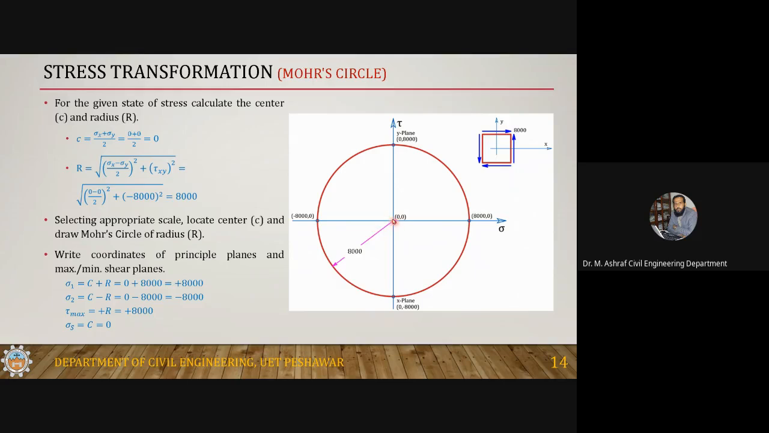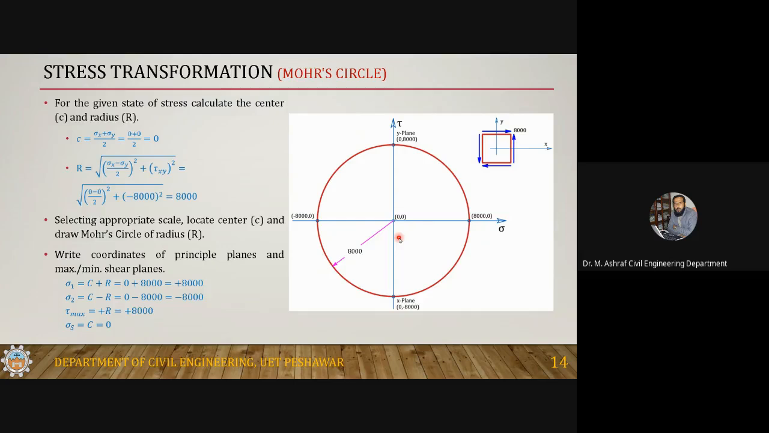Okay. So with this as center, since C is equal to 0, select an appropriate scale to draw this circle. The radius of the circle should be 8000. And then locate these points: C plus R, where C is 0. So these should be 8000, 0; minus 8000, 0; 0, 8000; 0, minus 8000. So these are the cases.